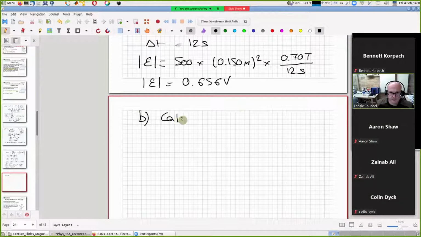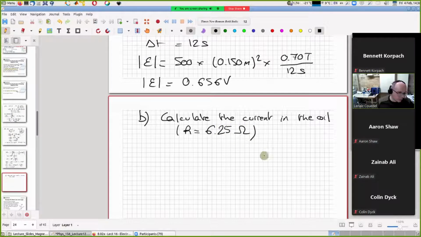So the second part of the exercise was B, calculate the current in the coil. And one given that we have to use is R equal 6.25 ohm. You probably have seen that during term 1. So what is the relationship between voltage, resistance, and current in a circuit? V equals IR. Yep. So V, which in our case is the same as epsilon, is equal to I times R. So what is I in our case then?